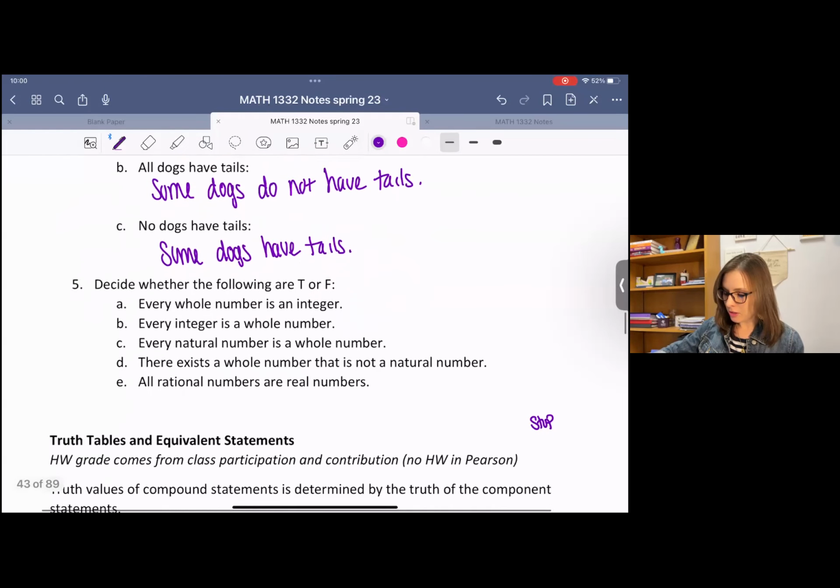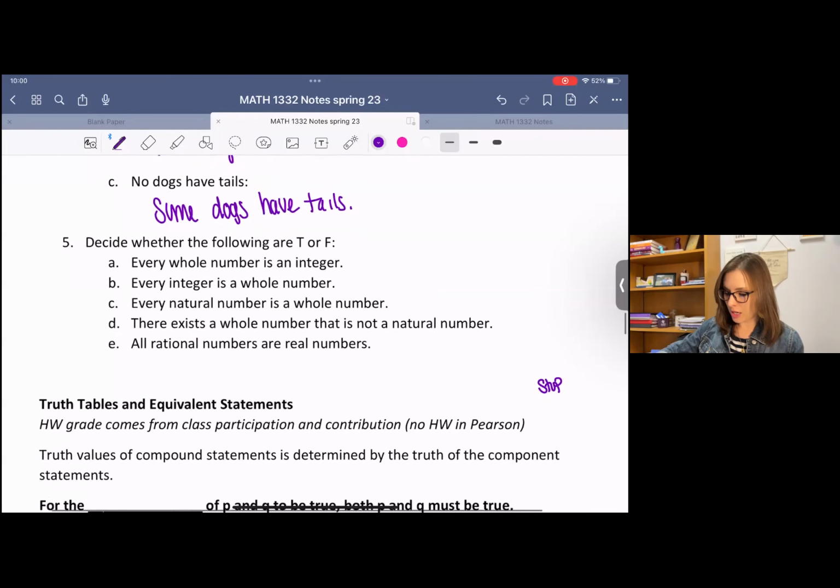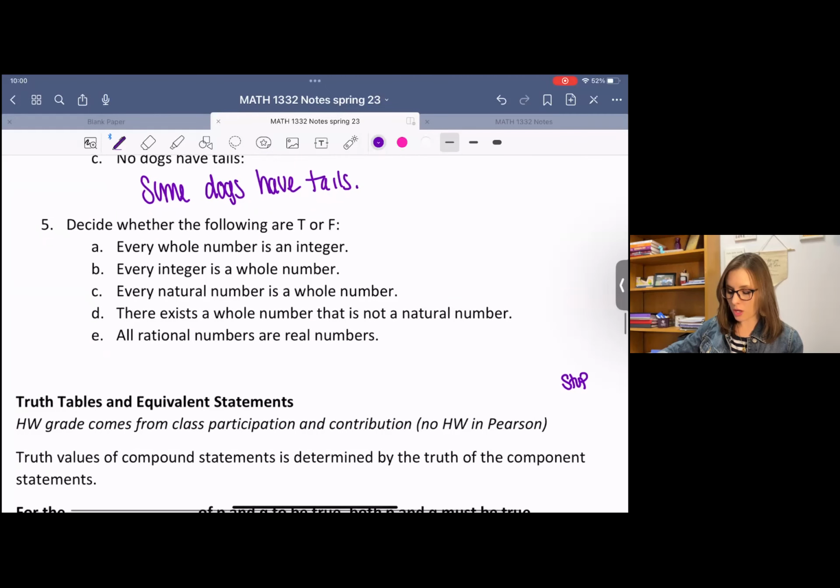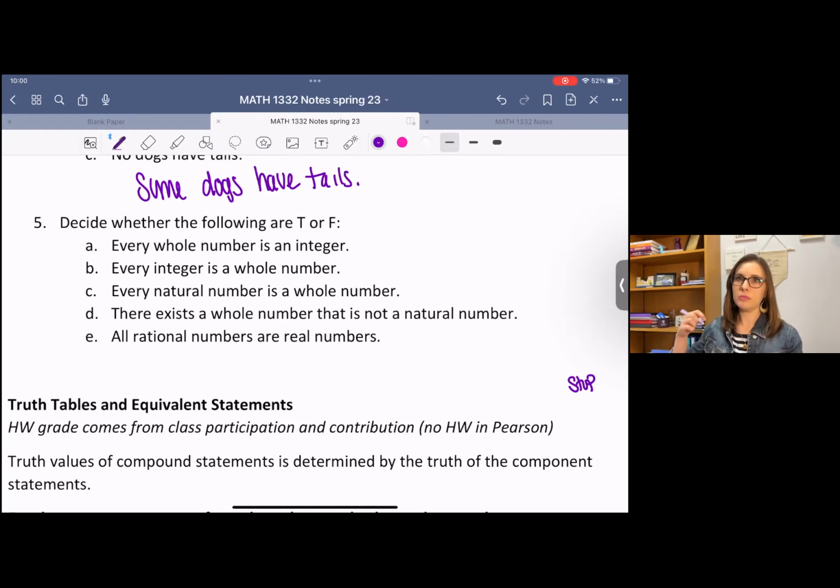So let's go down here, decide whether the statements are true or false. Oh, we have learned about types of real numbers in a previous video. So you're going to have to recall some of that information to try these, but I want you to go ahead and try these. Pause this, try these, come back and check your work.